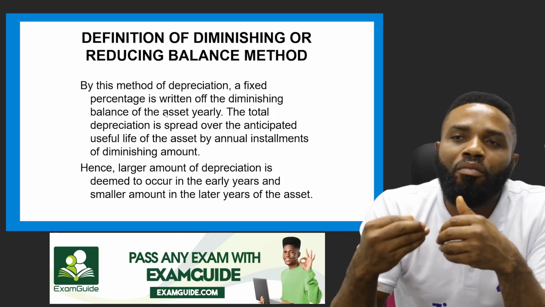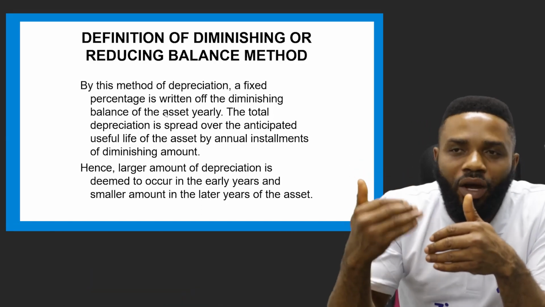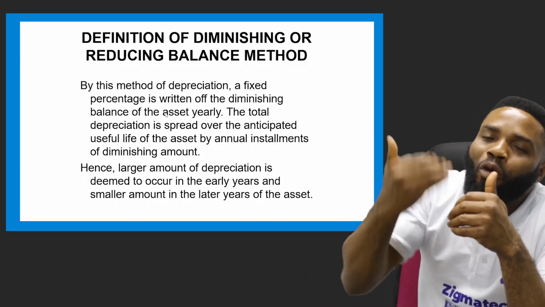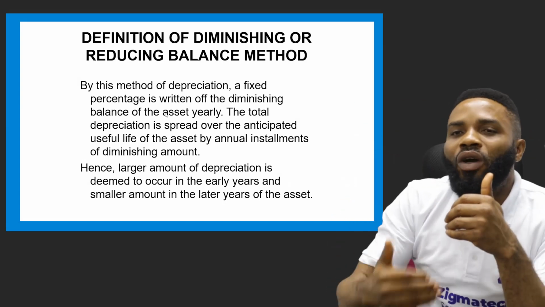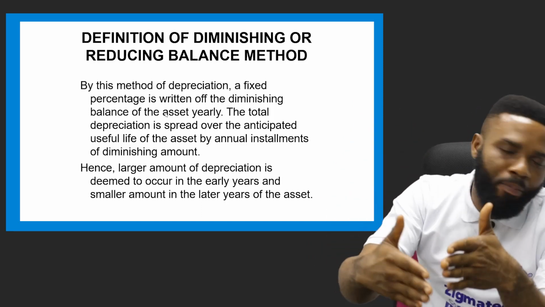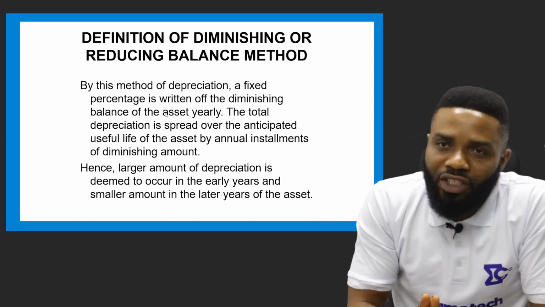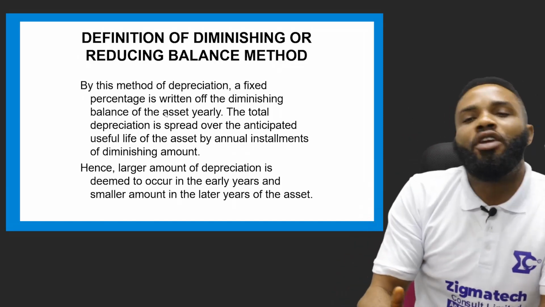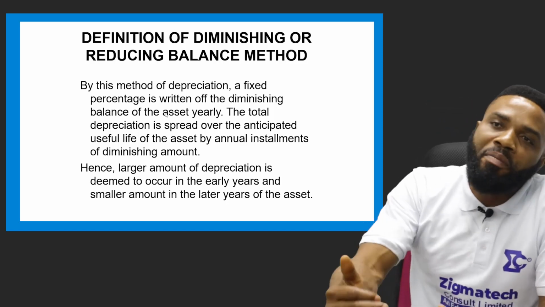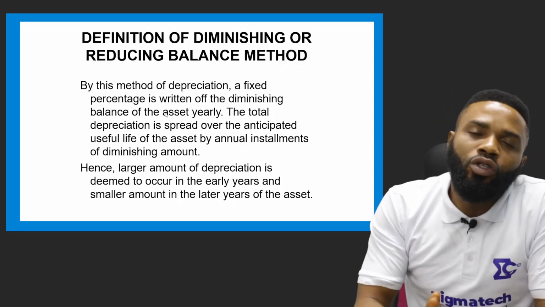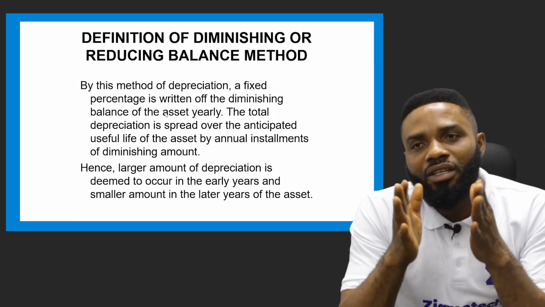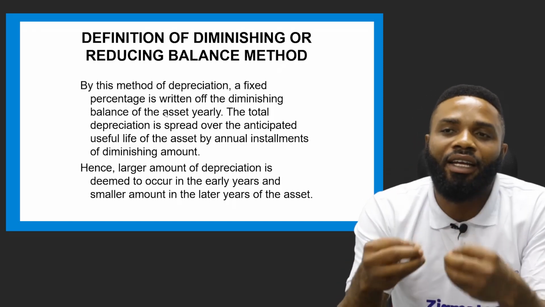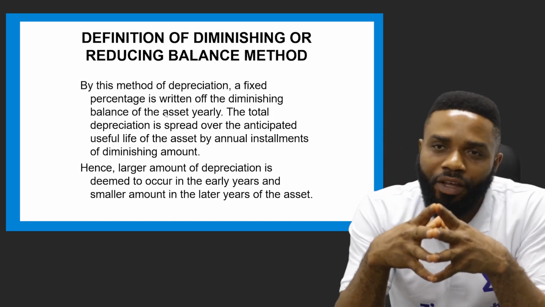What I mean by annual installment is that this installment must come annually. It will come once in a year, and it will come in the form of a diminishing amount. What I mean by diminishing amount is that there will be a drop in the amount of depreciation that will be charged. If initially you charge 5,000 naira as depreciation, the subsequent year may not be 5,000 again. It may drop by maybe 2,000 or 3,000, because under the diminishing balance method, the amount charged at the beginning of the asset's life is always higher than the amount charged at the end of the asset's life.